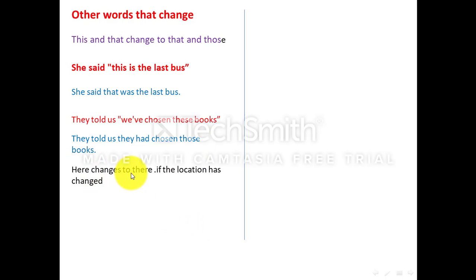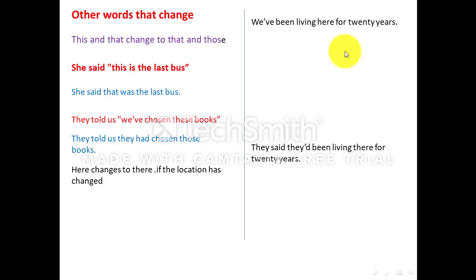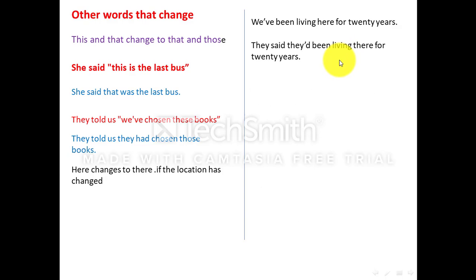Here changes to there if the location has changed. If we have the word here in a sentence, you can change it to there if the location has changed. For example, "We've been living here for 20 years." The answer: they said they had been living there for 20 years.